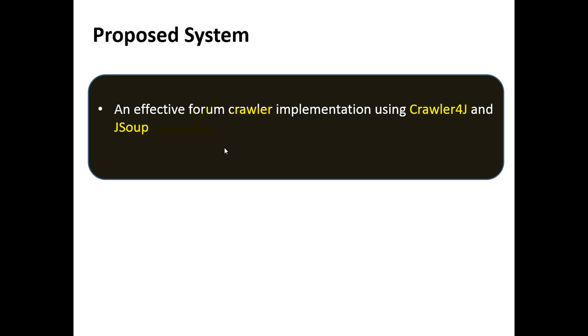Keep in mind, with respect to the crawler, with respect to forums, we are going to implement the auto suggestion of posts. With respect to blogs, we are going to implement the analytics part. So this is what we are going to propose, as I told you, the analytics on the blogs part.